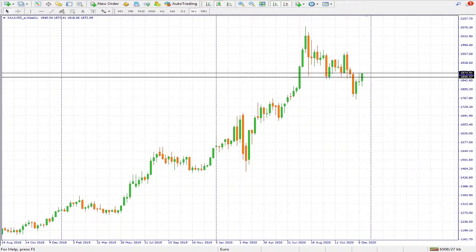If the price gets to that point, then that will be a good place where we want to look for a sell from.